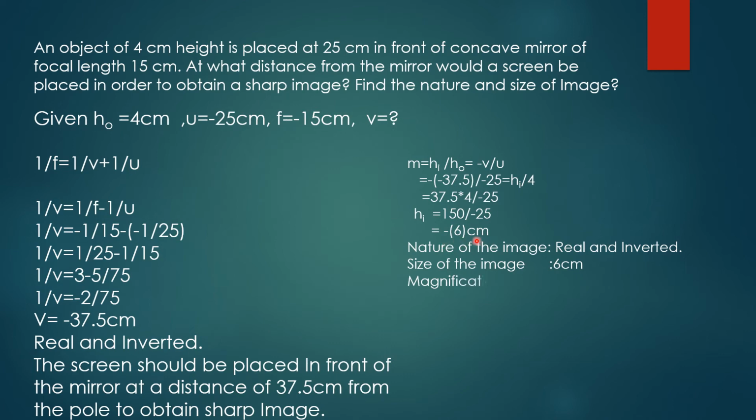Are you clear about that one? So, here height of the image is how much? Minus 6 centimeters. So, what is the nature of the image? Real and inverted image is formed. Size of the image is 6 centimeters. Now, magnification is equal to, the height of the image is minus 6 centimeters and height of the object is 4 centimeters. That is minus 6 divided by 4, which is nothing but magnification is equal to how much? Minus 1.5. What is the magnification? Minus 1.5.